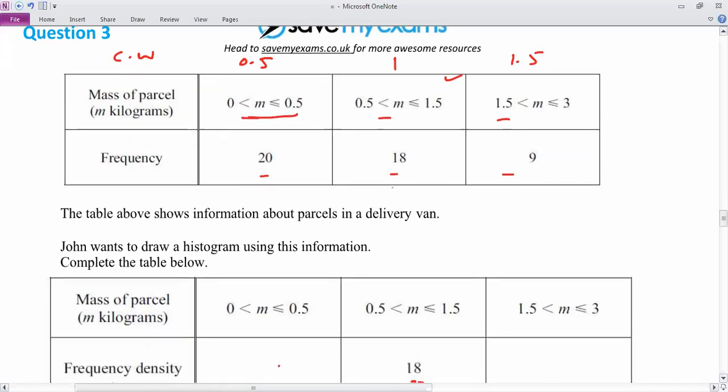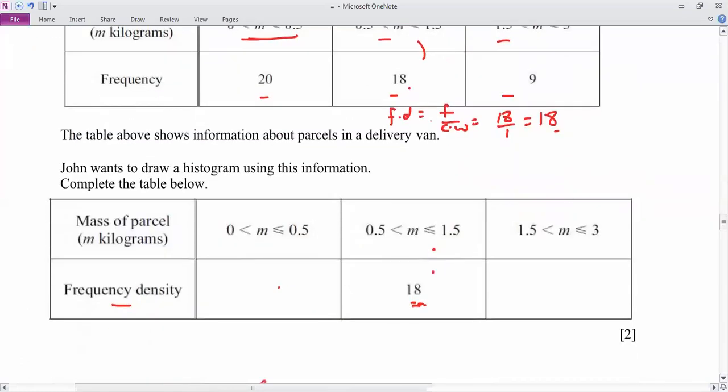If you are taking the frequency density for this one, use the formula on this one. Okay, then I will come to this. What is the frequency density? Frequency over class width. So frequency is 18 over class width 1, so it is 18. It means it is the same. If you compare them, you are getting the same. It means the others will also be similar, but sometimes it will be different. In the coming question, you will see.